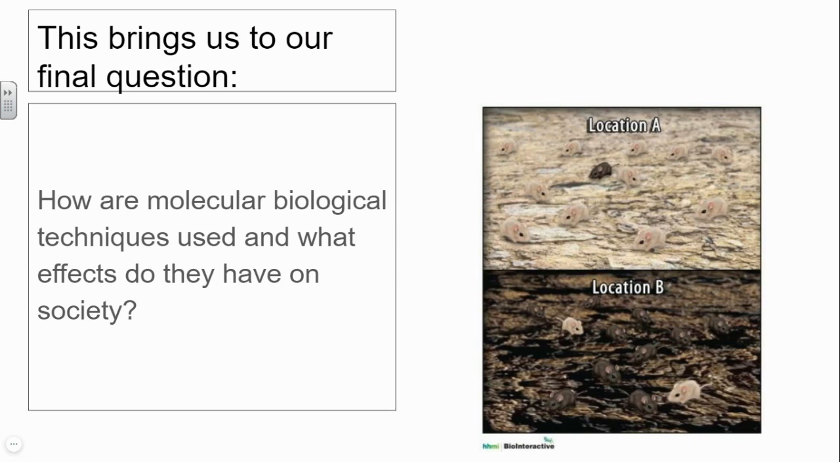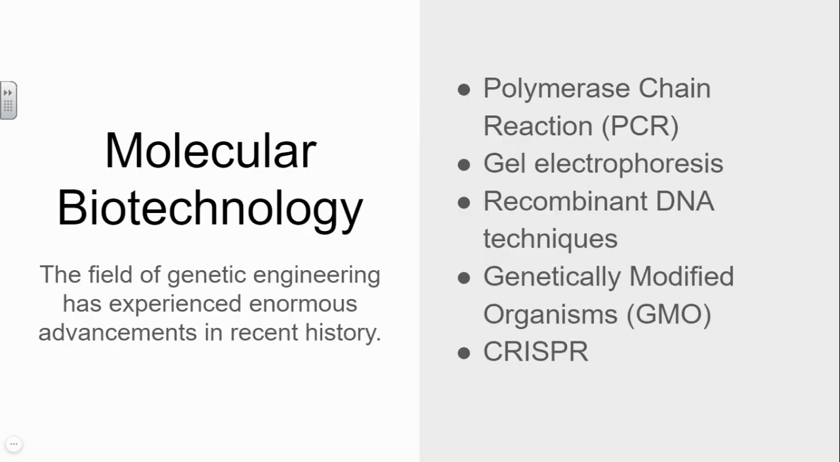This brings us to our final question. How are molecular biological techniques used, and what effects do they have on society? The field of genetic engineering has experienced enormous advancements in recent history. In our discussion of the Rock Pocket Mice, we saw that the scientists used polymerase chain reaction, or PCR, to make millions of copies of the DNA segments needed to study the genes that resulted in the different fur colors.